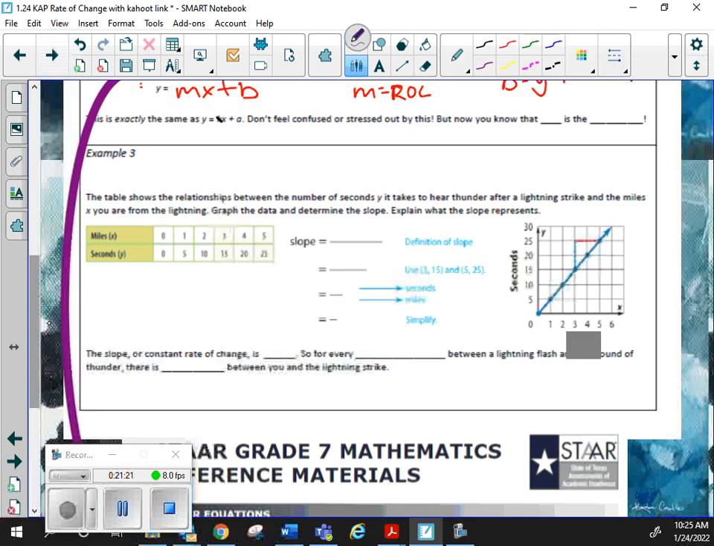Okay, last little bit, and then we'll be good to go. The table shows the relationship. This is like a word problem with slope, intercept, and a word column. It says the table shows the relationship between the number of seconds, y, it takes to hear thunder after lightning strikes, and the miles, which is x, you are from the lightning. We want to graph the data and determine the slope, and explain what it means. We want to know what the numbers are actually talking about. So when I find the slope, we find the change in y over the change in x.